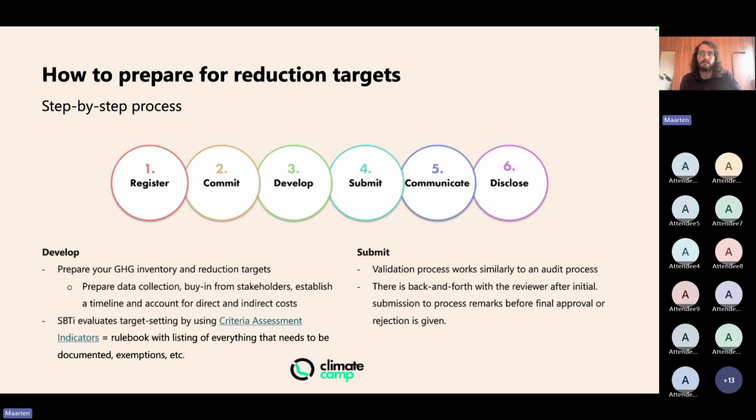Then you go towards submit. Submit is the validation process where it's sort of like an audit process where they will check your homework, where they will check your GHG inventory, your targets, if it is done properly, if everything is properly documented, if your base year is representative, and so forth. And there is some back and forth with the reviewer after initial submission, so you can process remarks, similar to an audit process for example, your GHG inventory.